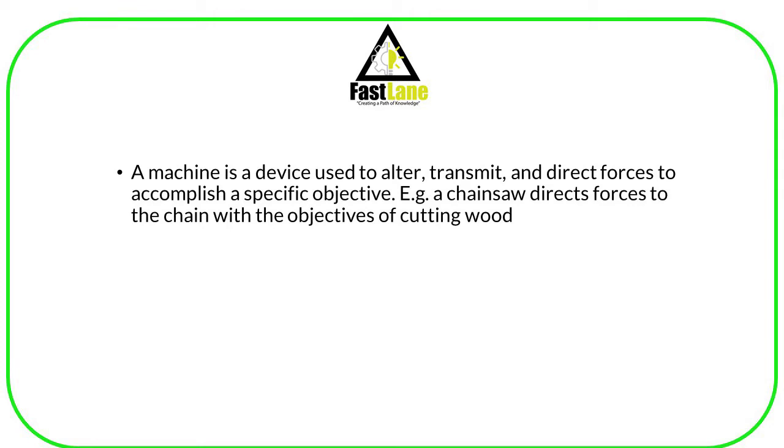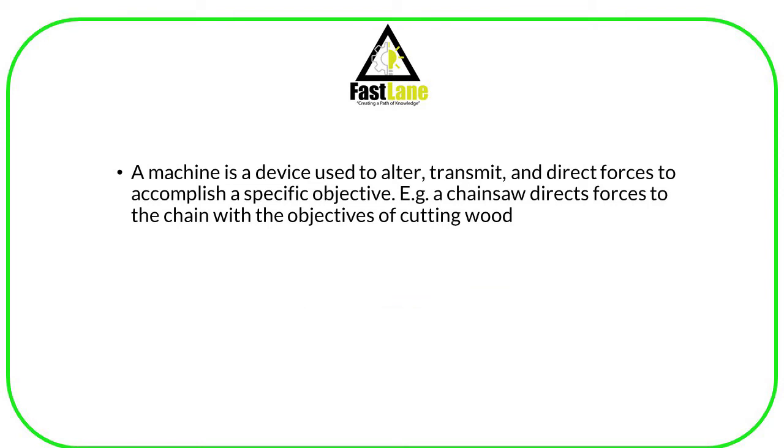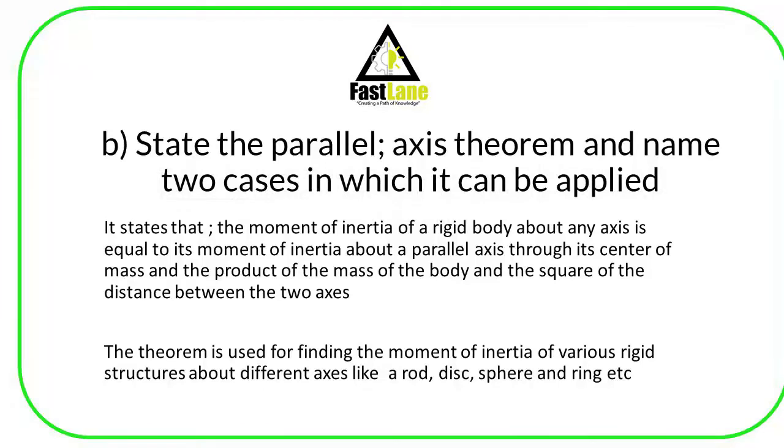So what is doing the transmitting, altering, and directing of the forces is the saw machine, with the objective of cutting wood. In simple terms, a mechanism is a system of parts working together in a machine, whereas a machine is just a mechanical device used to alter, transmit, and direct forces to accomplish a specific objective.